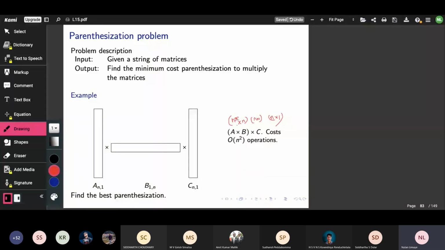But on the other hand, if I decided to parenthesize differently, B, C first and then multiply the resultant with A, then it will be great, because this will be just a 1 cross 1 matrix and this will be an n cross 1 array. So the overall number of operations will be only order n in this case. n operations to compute this, and then n more operations to compute the multiplication of these two.